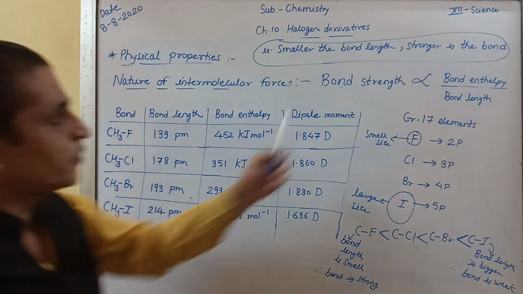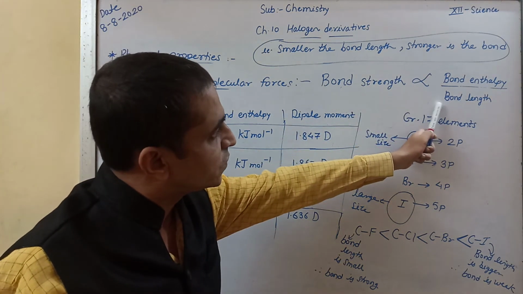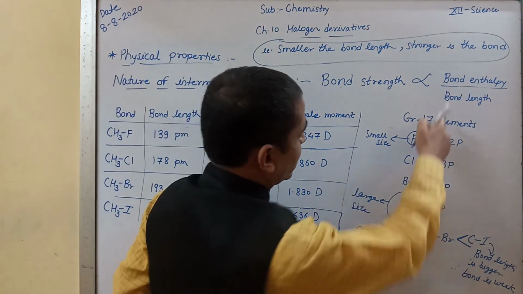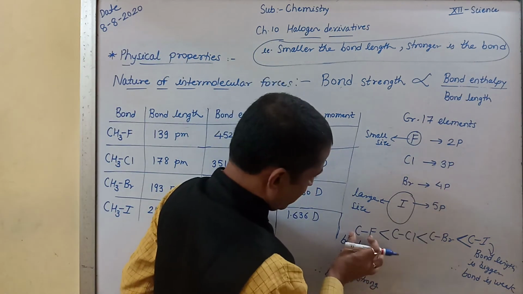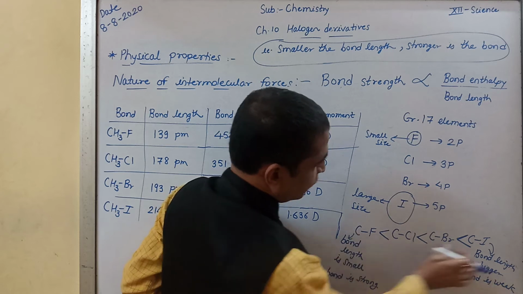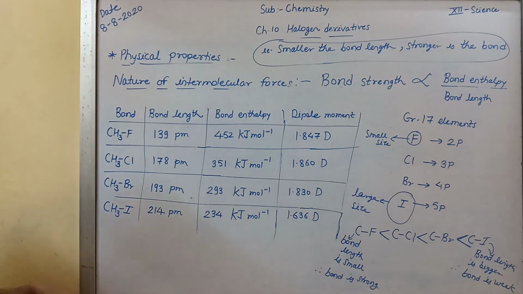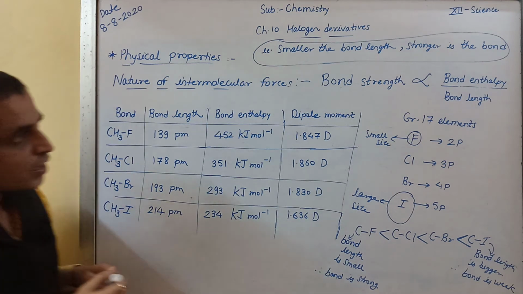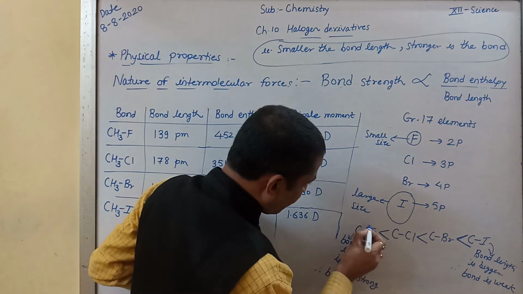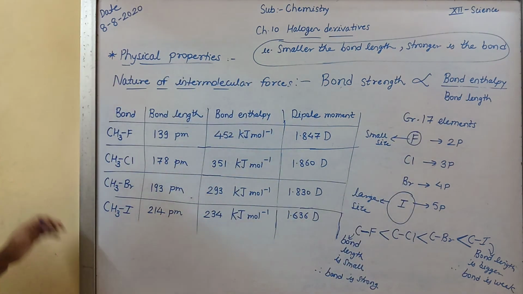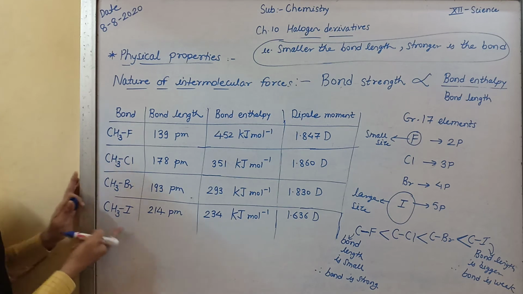See, and you know that bond length means the distance between nuclei of two atoms. That is bond length. If you consider C-F, bond length is small, and for C-I bond length is more. And what is meant by bond enthalpy? Bond enthalpy means the amount of energy required to break 1 mole of covalent bond. Now come to this table.